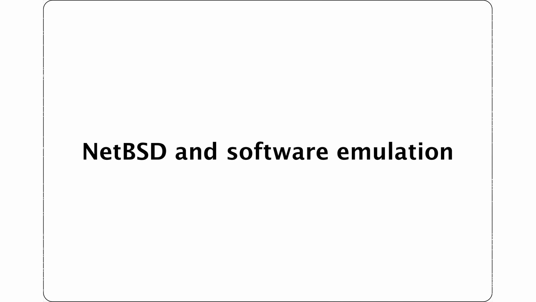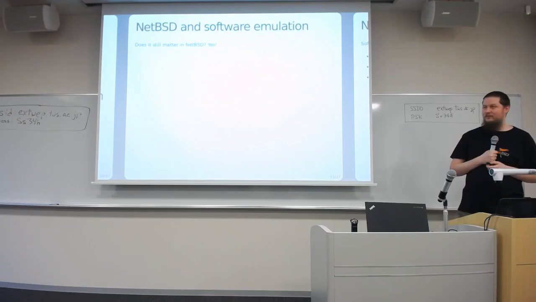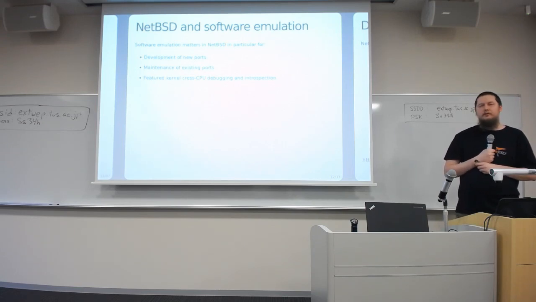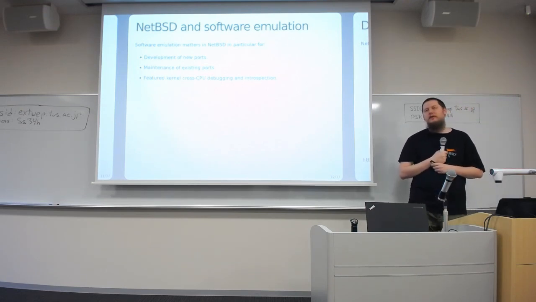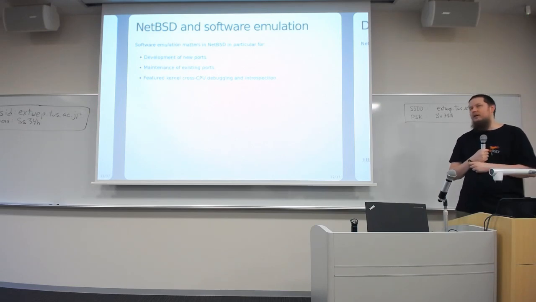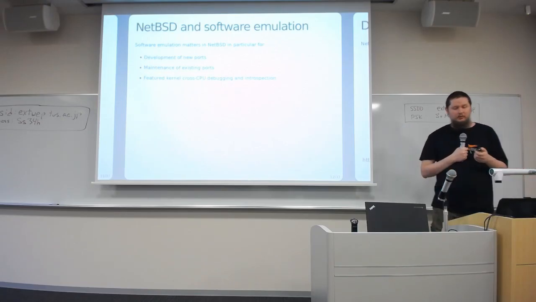So, as mentioned, software emulation is usually very slow, but does it really matter for the NetBSD community? The answer is yes, it's very important for us. The first reason to keep using software emulation is the development of new ports, support for new types of hardware. It's much more convenient to perform this task in a virtual environment. Once we get support for a piece of hardware, we need to keep maintaining it, and it's also easier to use virtual machines for this purpose. Another common reason is a convenient process of debugging kernel code with the use of virtual machines.